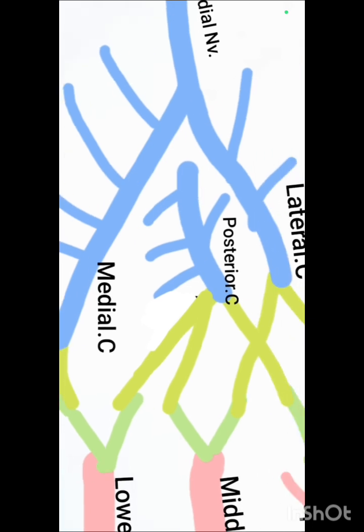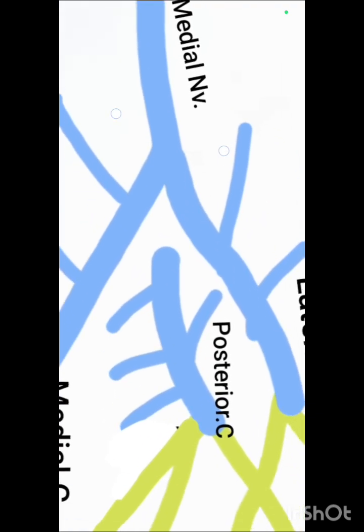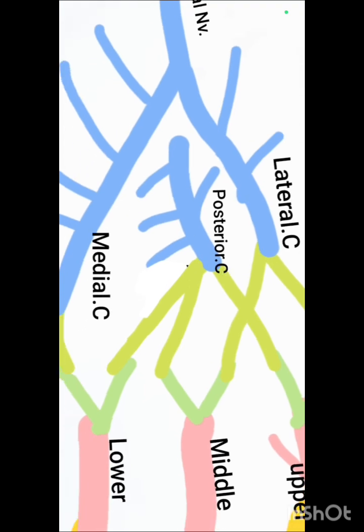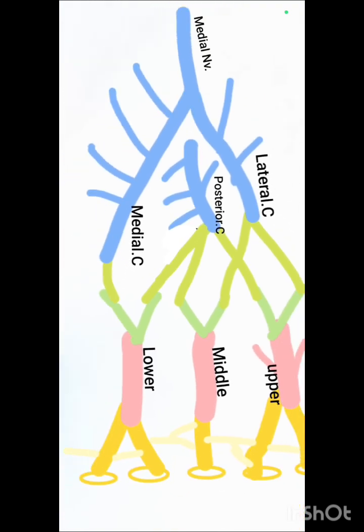The lateral cord continues after giving the two branches. The last branch is the lateral root of median nerve. This lateral root of median nerve, along with the medial root of median nerve, unite to form the main median nerve, which innervates the upper limb. Okay, that's all about the median nerve formation. And then this is about the brachial plexus.